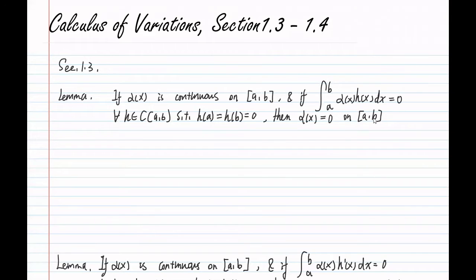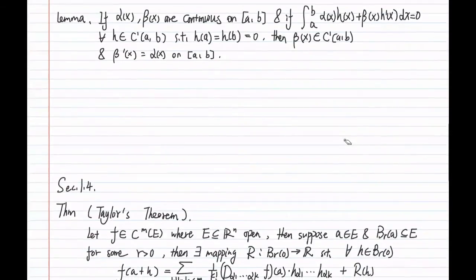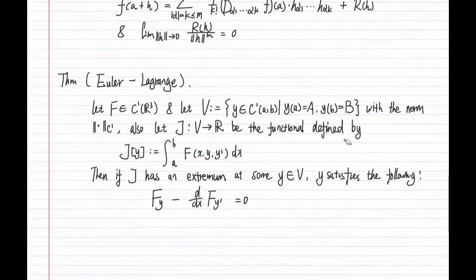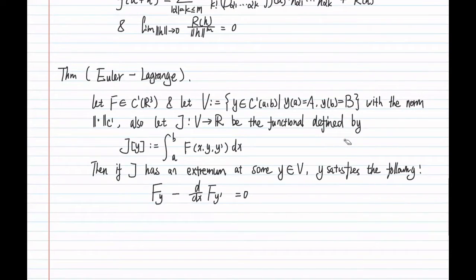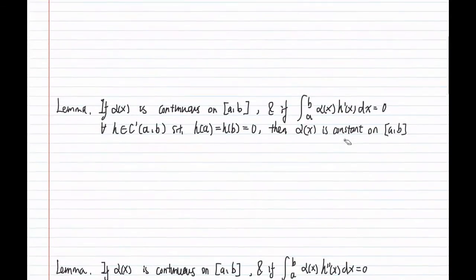Hello, everybody. Today I'll talk about the calculus of variations, sections 1.3 to 1.4. First I'll prove four lemmas, and then I will use them to prove our final result, which is the Euler-Lagrange equation. Now, without further ado, let's get started.